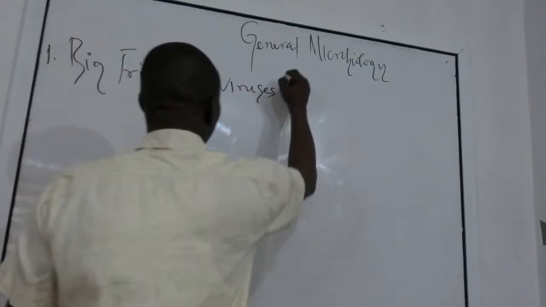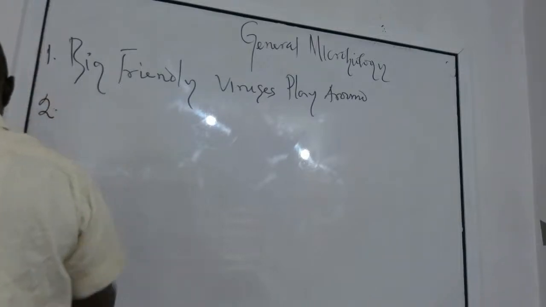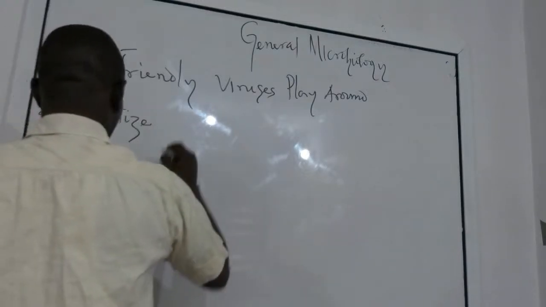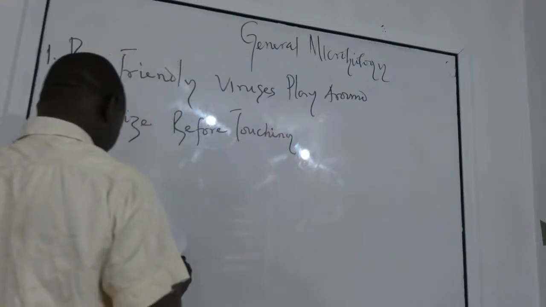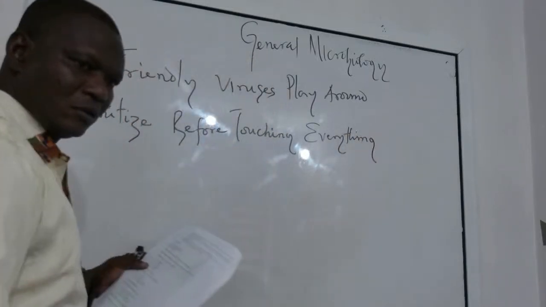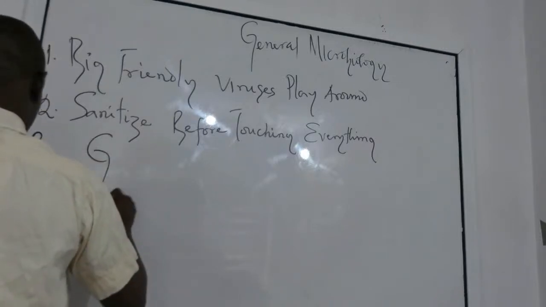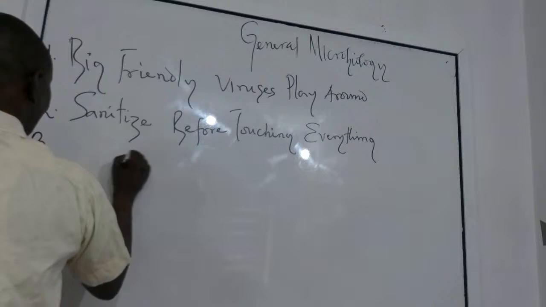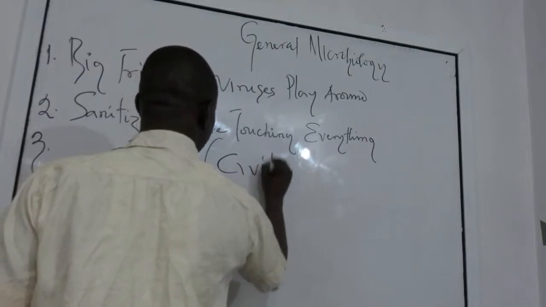The first sentence is: Viruses play around. Then the second sentence is: Sanitize before touching everything. The third one is CIVS. You will pick this one from the word civilization.